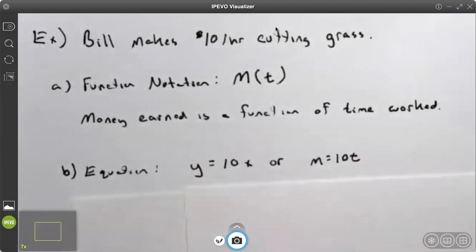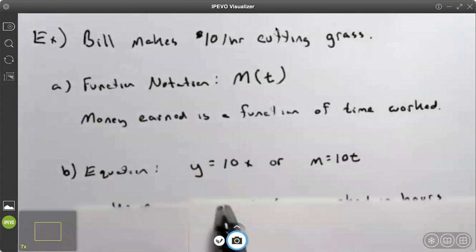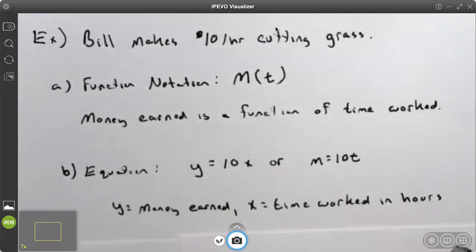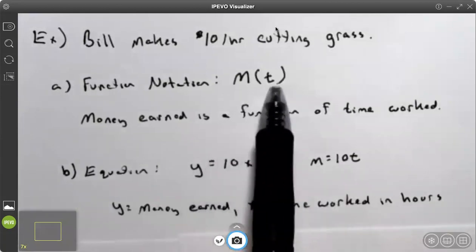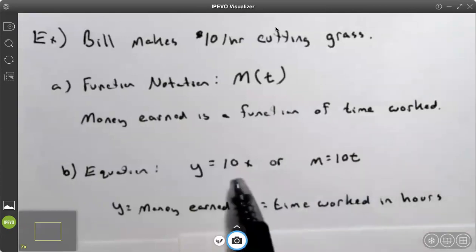Okay, so you might have written y equals 10x, where y is money earned and x is time worked in hours. Or you might have used the variables m and t. M equals 10t. Same equation, both are slope-intercept form.